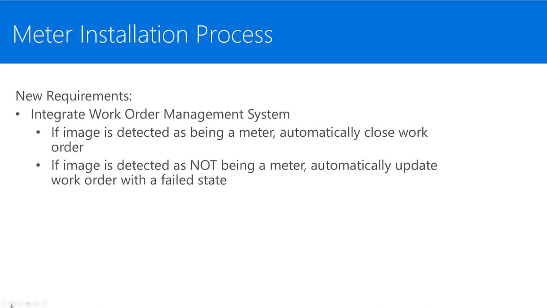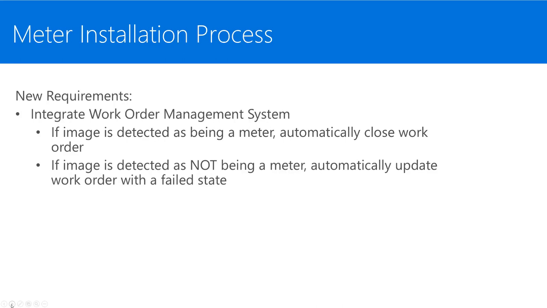Otherwise a customer could call in complaining that their meter read is wrong, and the contact center agent would have bad data to work off of. But if the computer vision API detects that the image is in fact a meter, we're going to automatically close the work order. This takes a manual step away from the field technician so they can focus on switching out the next meter and not be concerned with logging into systems to close out work orders.